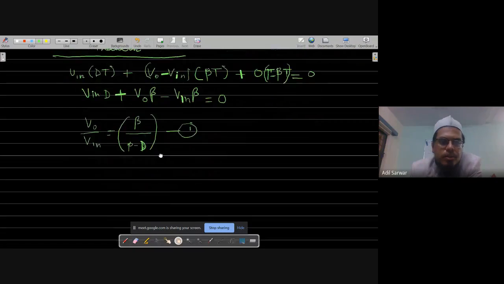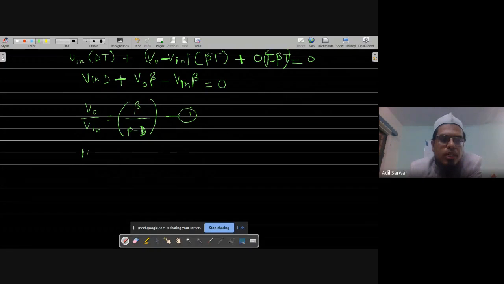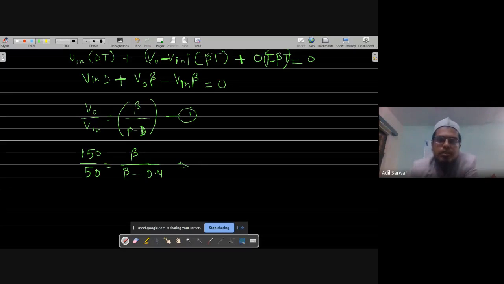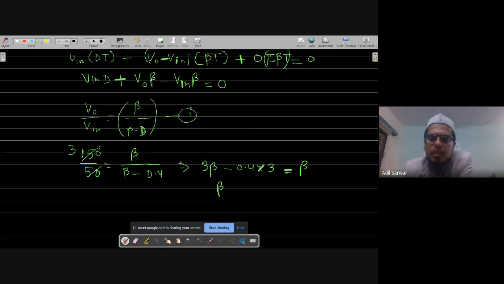I know the output voltage, it is 150. The input voltage is 50, and I don't know beta, and then beta minus D I know it is 0.4, it is given. So this implies this gets cancelled, and this is now 3. So 3 beta minus 0.4 into 3 is equal to beta, and finally I get beta is equal to 0.4 into 3 divided by 2. So this will be 0.6. So beta is coming out to be 0.6.